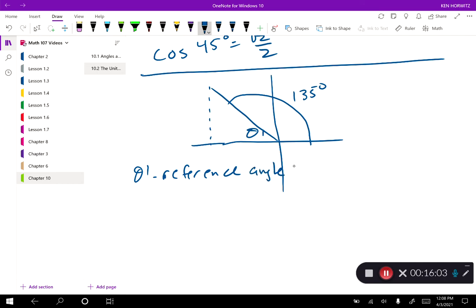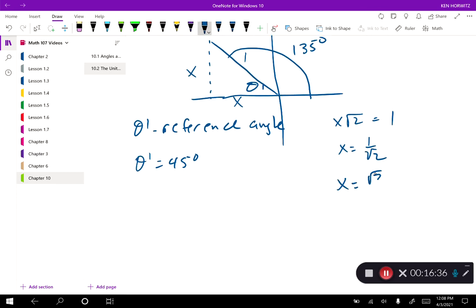Now, we can use the reference angle to create that triangle. If you notice, I just created it. And that reference angle, theta prime, equals 45 degrees. So once again, my radius is 1, right? And then these two are the legs. They're the same number. So if I say x radical 2 equals 1, right? And then x equals 1 over radical 2.